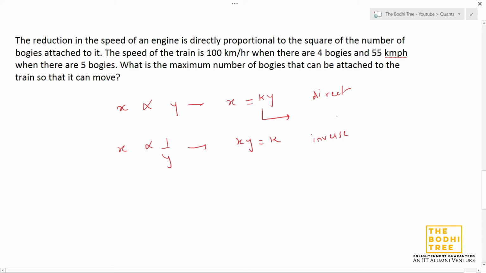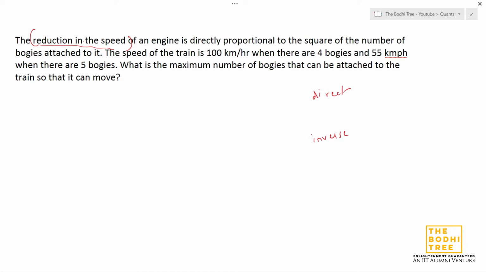And now here they have given us that the variation is direct, right? So let me get rid of this. So we have direct variation, and you have to remember that they are saying the reduction in the speed. Okay, not the speed, the reduction in the speed. So the speed might reduce for some reason, we don't know that, but the reduction in the speed of an engine is directly proportional and not the speed. That's the only catch in this statement, right? This is a catch, you have to remember this.